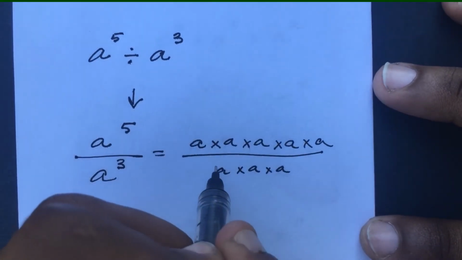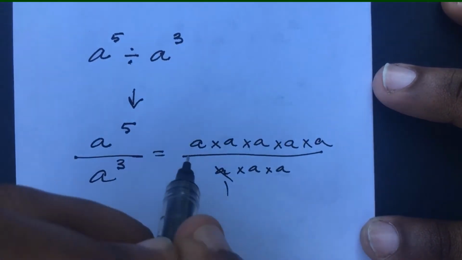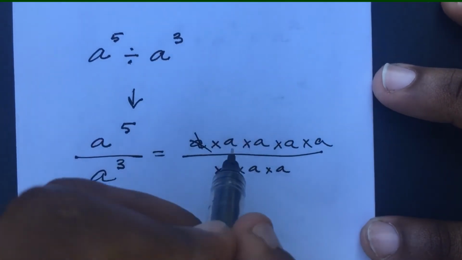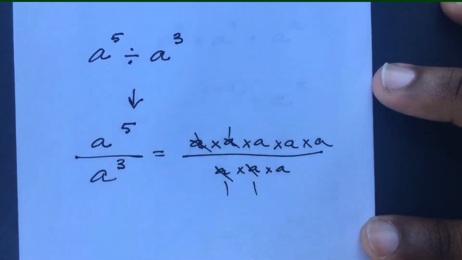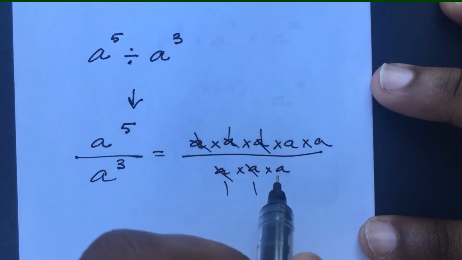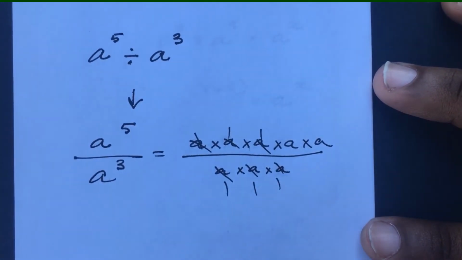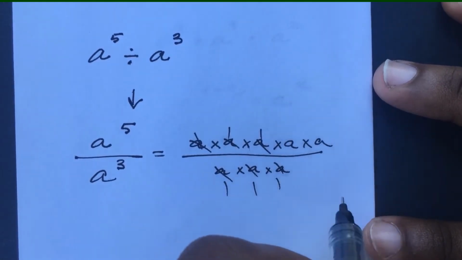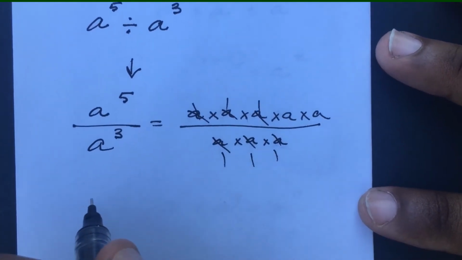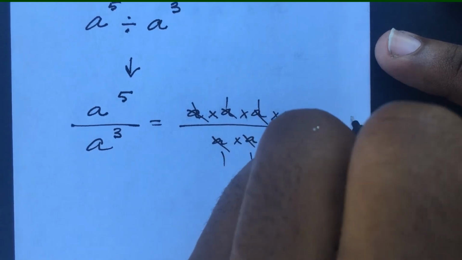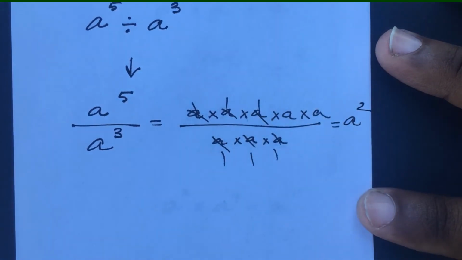So 1 a can cancel with 1 a down here. So see there? Another one in the numerator, cancel another one in the denominator. Can I cancel any more? Yeah, one more. So what am I left with? 2 a's at the top, don't it? So this will end up giving me a to the second power.